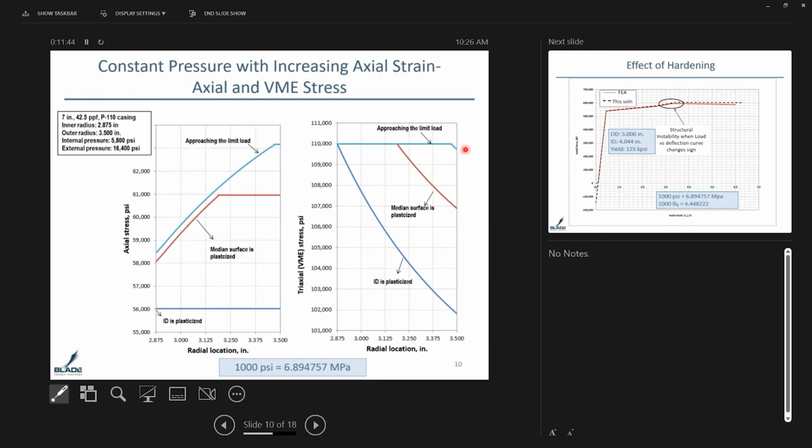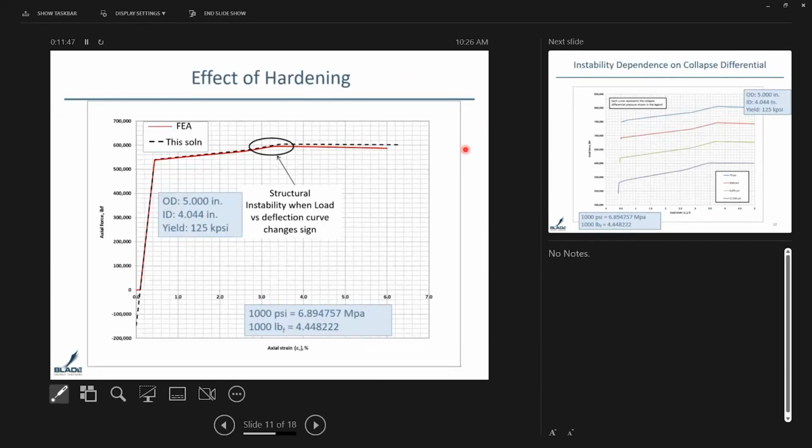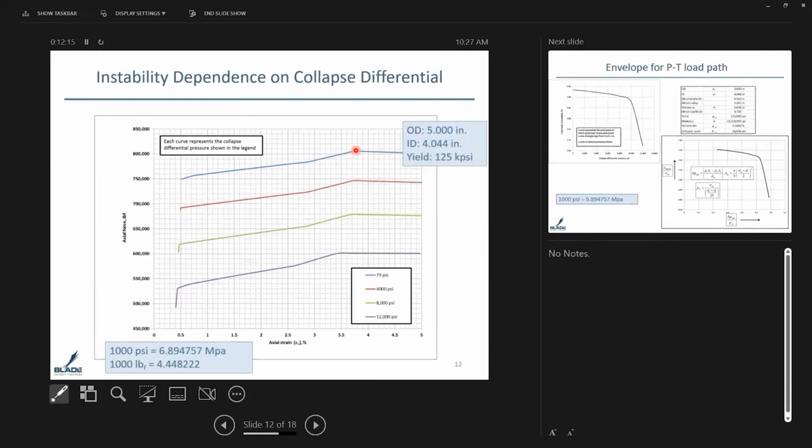So when you put all of this together with hardening, we have to go back to determining the point where the slope of the load versus deflection curve changes sign. So here you have a positive slope, and here the load versus deflection curve has changed sign, which means that you have lost structural strength of the pipe. So with this kind of criterion, we can establish the dependence of the onset of instability on the collapse differential pressure.